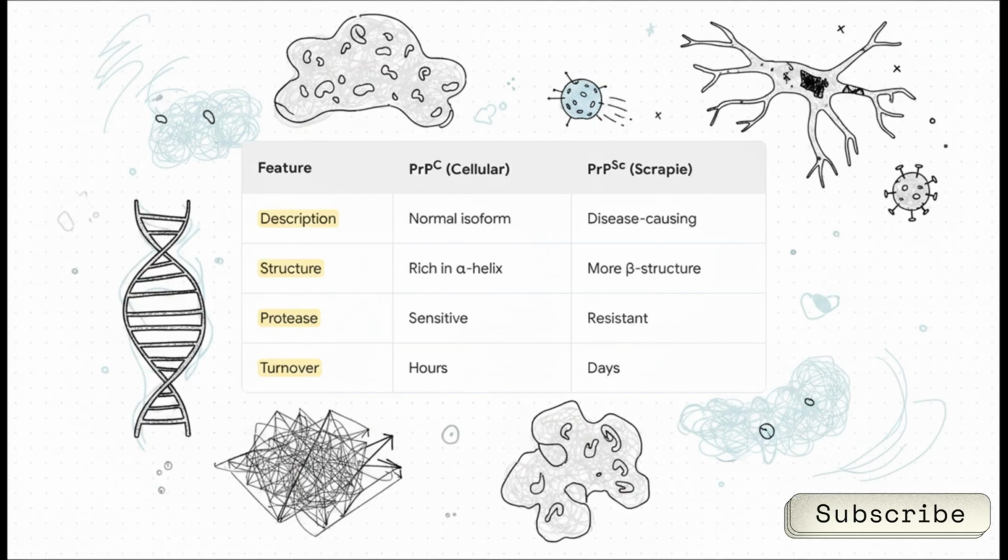Now look at the key difference this causes. This new shape makes it resistant to proteases, the enzymes that are supposed to clean up old proteins. So while the normal guy gets recycled in hours, the misfolded scrapie form sticks around for days, and it just builds up and becomes toxic.